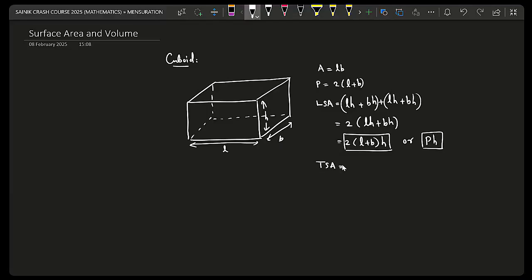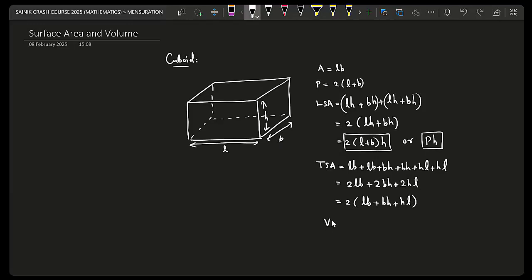Next, total surface area. In lateral surface area, we didn't have the floor and the ceiling. But in total surface area, we're going to add all of them. So we're going to get LB plus LB, BH plus BH, plus HL plus HL. So everything we are going to add. So it is 2LB plus 2BH plus 2HL. You take 2 common, so you'll be getting 2 times (LB plus BH plus HL). So this is the total surface area.